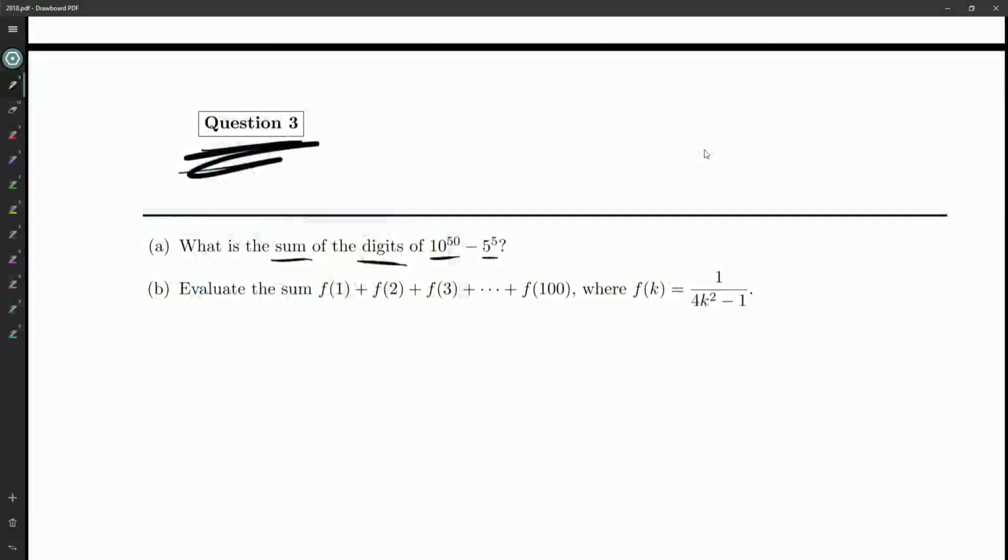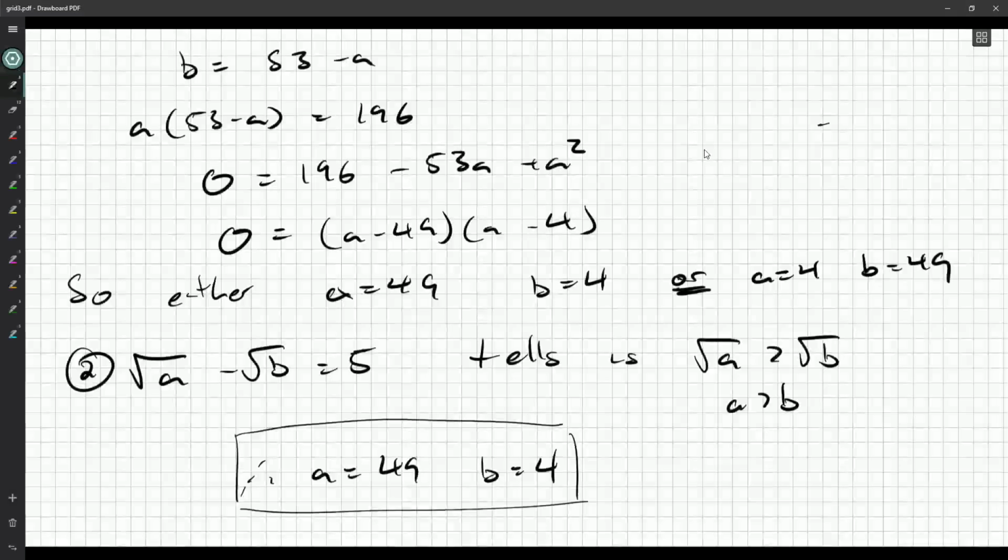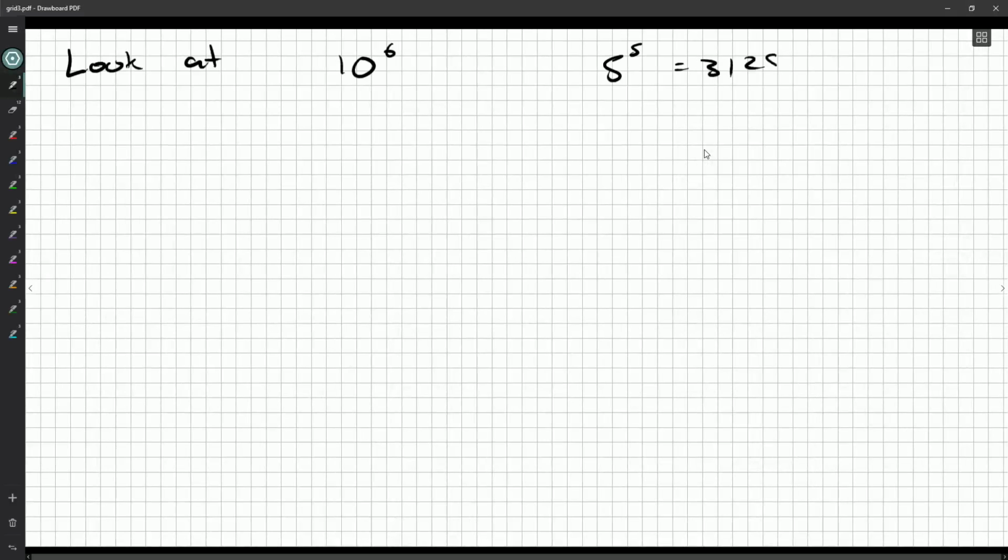So what we're gonna do is we're going to experiment a little bit. We're gonna get some number of 9s. The question is how many. So how about we take a look at something like 10 to the 6, because I know 5 to the 5 is 3,125.